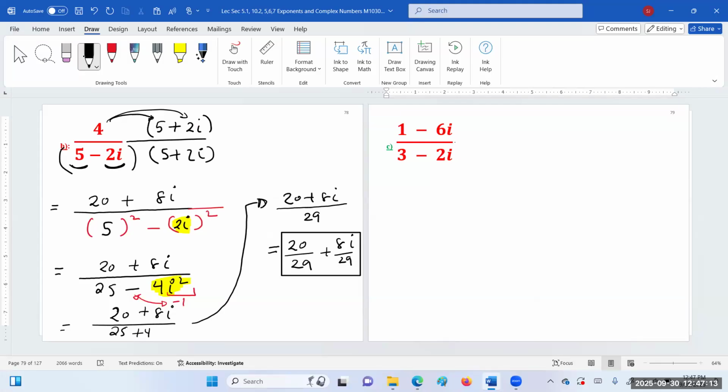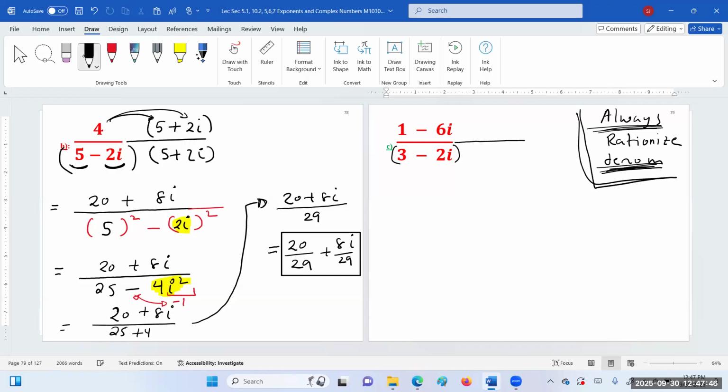So how many terms do we have on the numerator, on the denominator? Rationalize. What did I just tell you? For imaginary numbers, you never rationalize the numerator. Never. It's always the denominator. Always, always, always. I rationalize the denominator. It doesn't matter what the direction says. The rule is always the denominator.